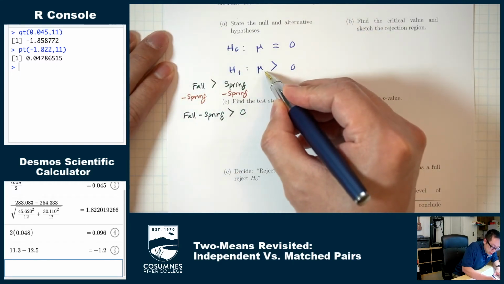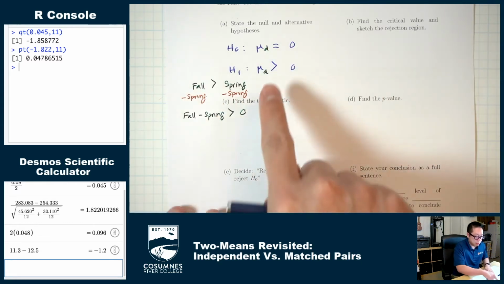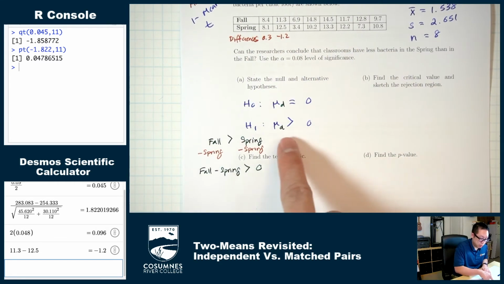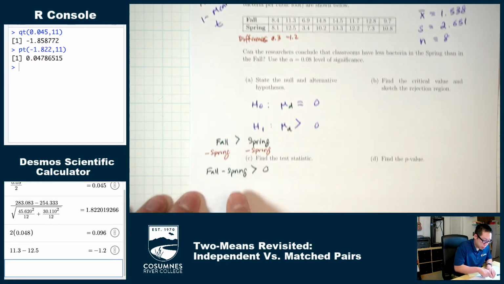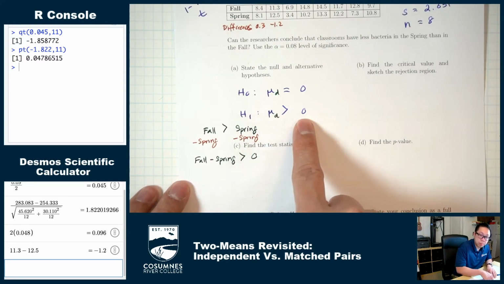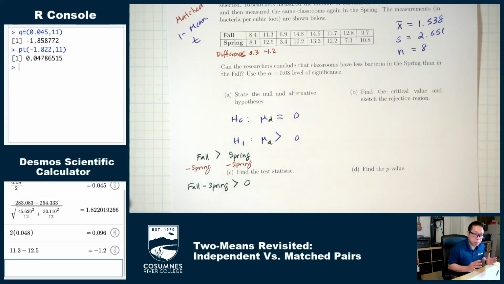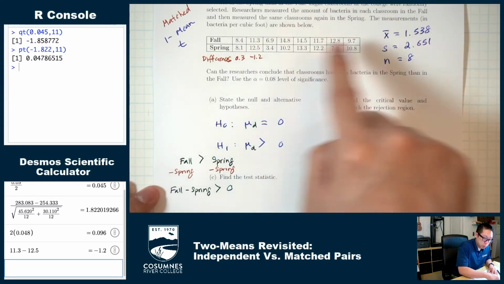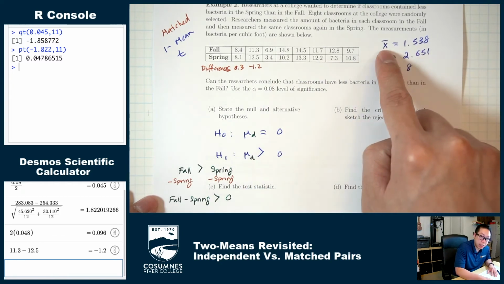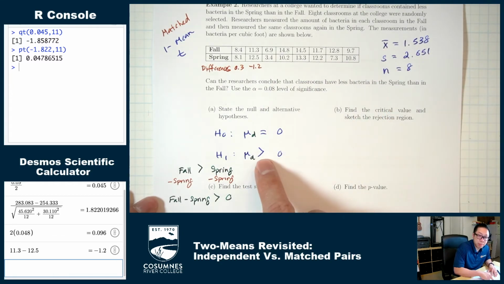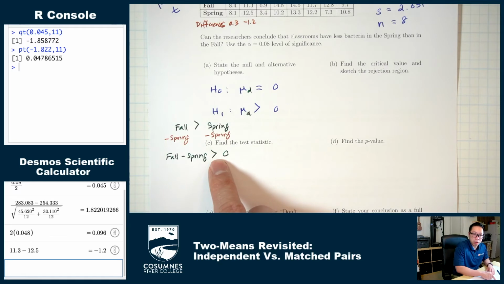So usually in most books, you'll see this mu sub d, because we're saying that the mean of the differences is greater than 0. So fall minus spring is the differences, and we're saying it's greater than 0. Even though the question has the word less, don't get tricked by that. Go through the process, find the mean of the differences. If it's positive, it'll be greater than. If it's negative, it'll be less than. This is the correct reasoning you're supposed to use here. And that's why it's greater than.